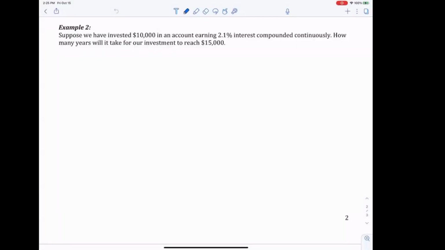So suppose we've invested $10,000 in an account. That $10,000 investment is our starting amount, so that's our P, our principal. And the account is earning 2.1% interest. That's our rate, but we would write it in decimal form. And the interest is compounded continuously. This tells us to use E, in other words, the PE to the RT.